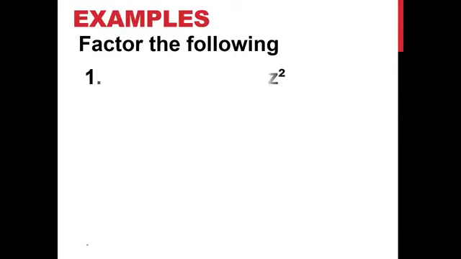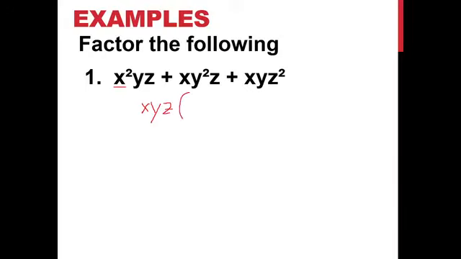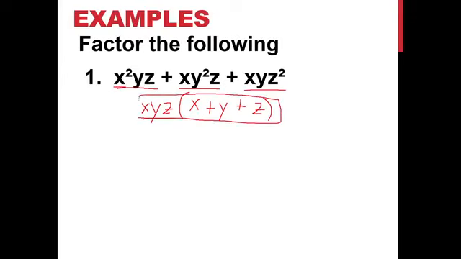Let's have more examples. Okay, let's factor the following. So what's common here? The variable x, okay? Ang variable y, the lowest exponent is 1. For the variable z, the lowest exponent is still 1. And you divide this one divided by xyz. You are left with x, correct? Plus, this one divided by xyz. You are left with y. And the last term divided by xyz, you are left with z. And therefore, these are your factors for number 1.